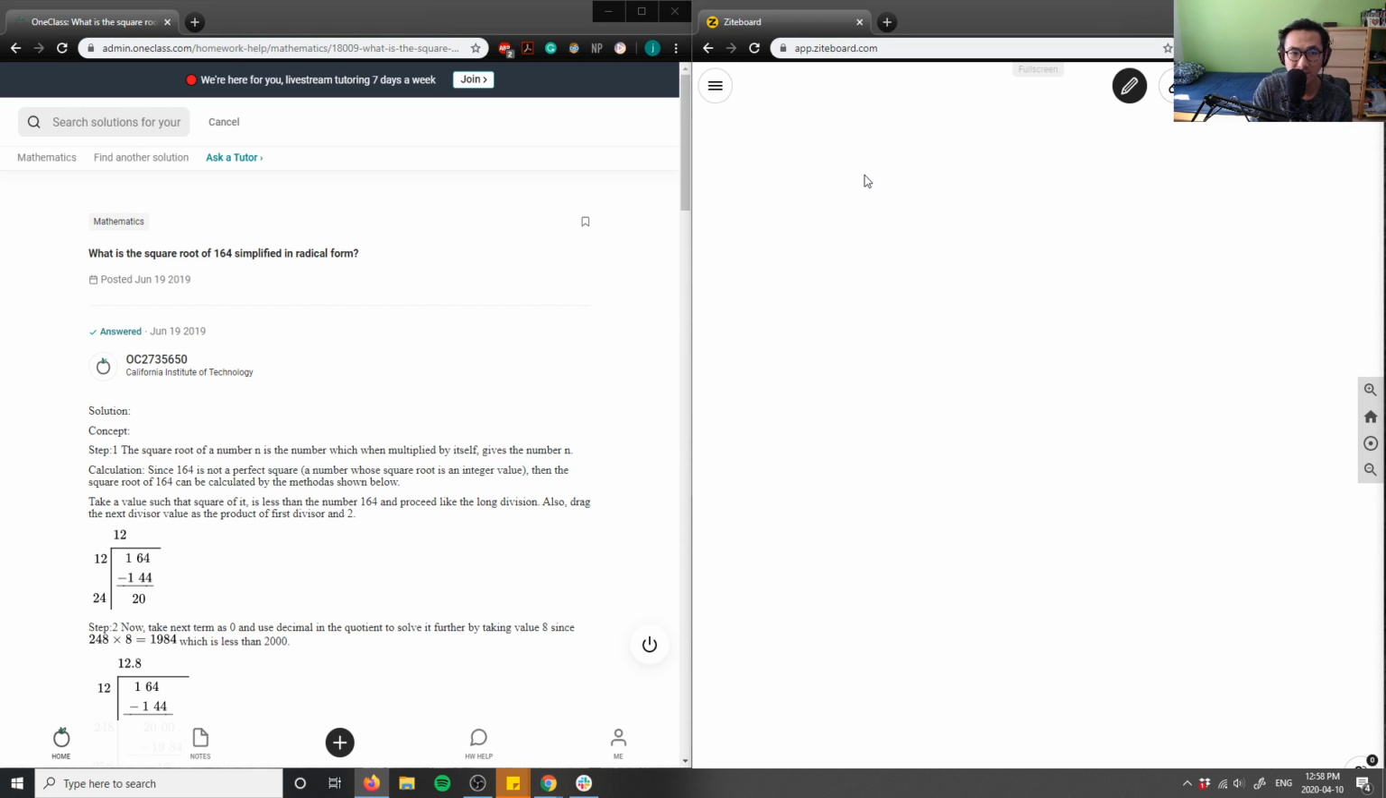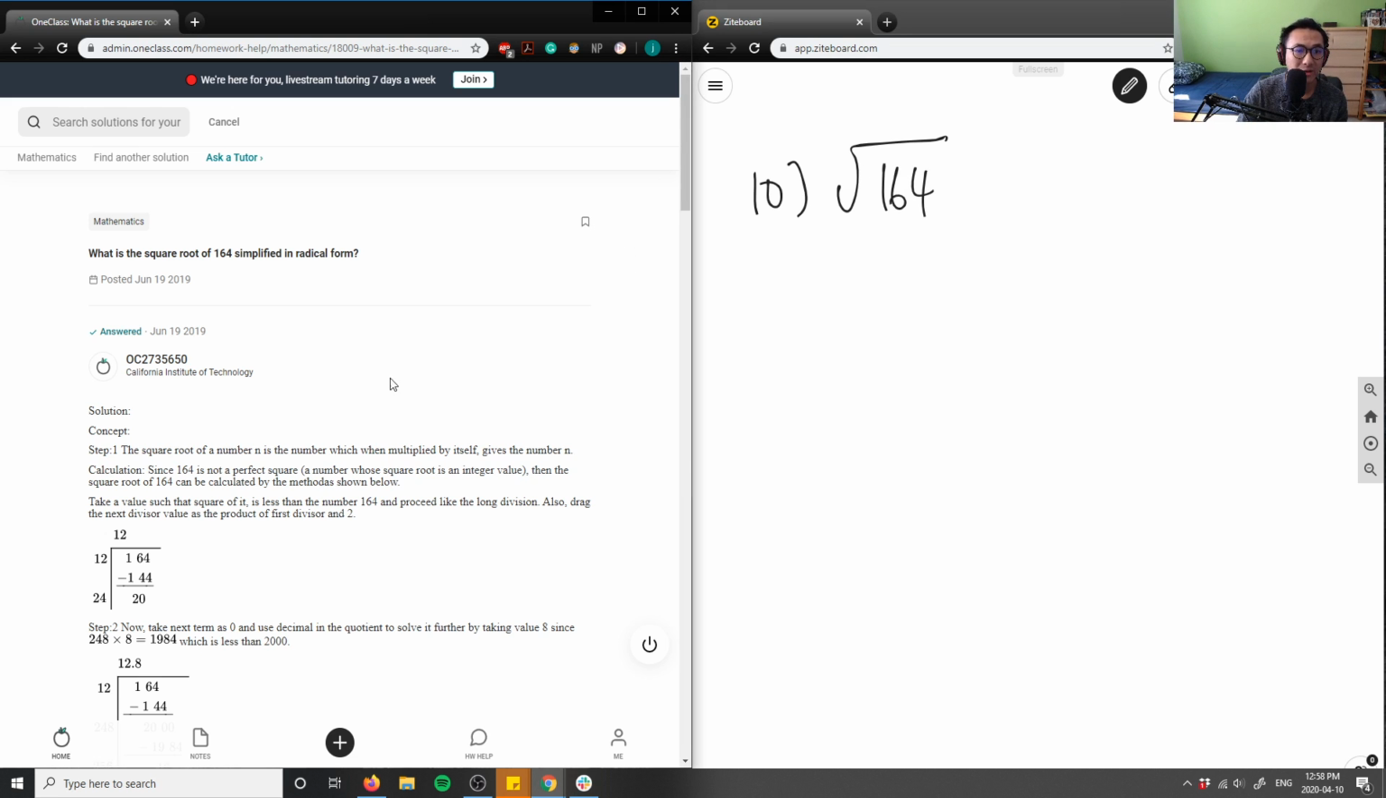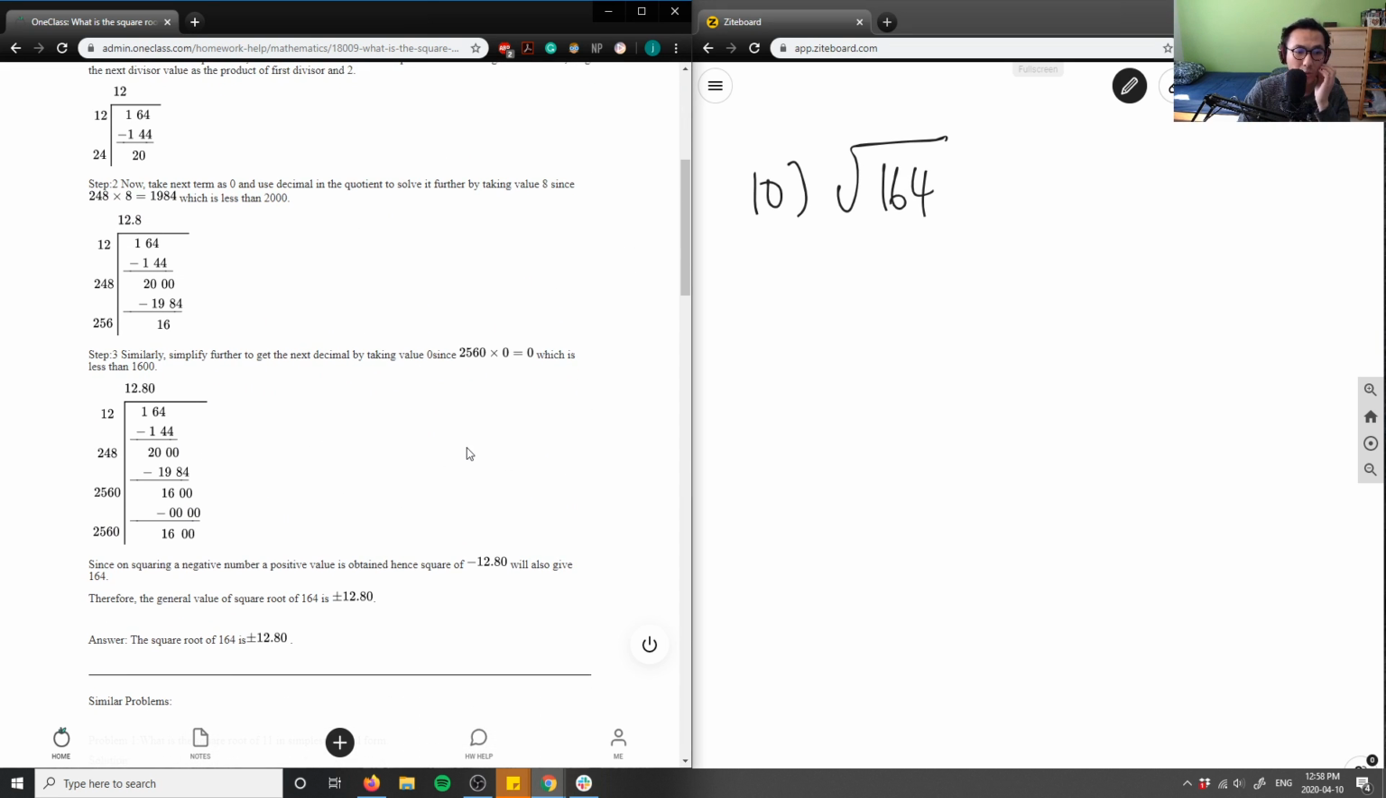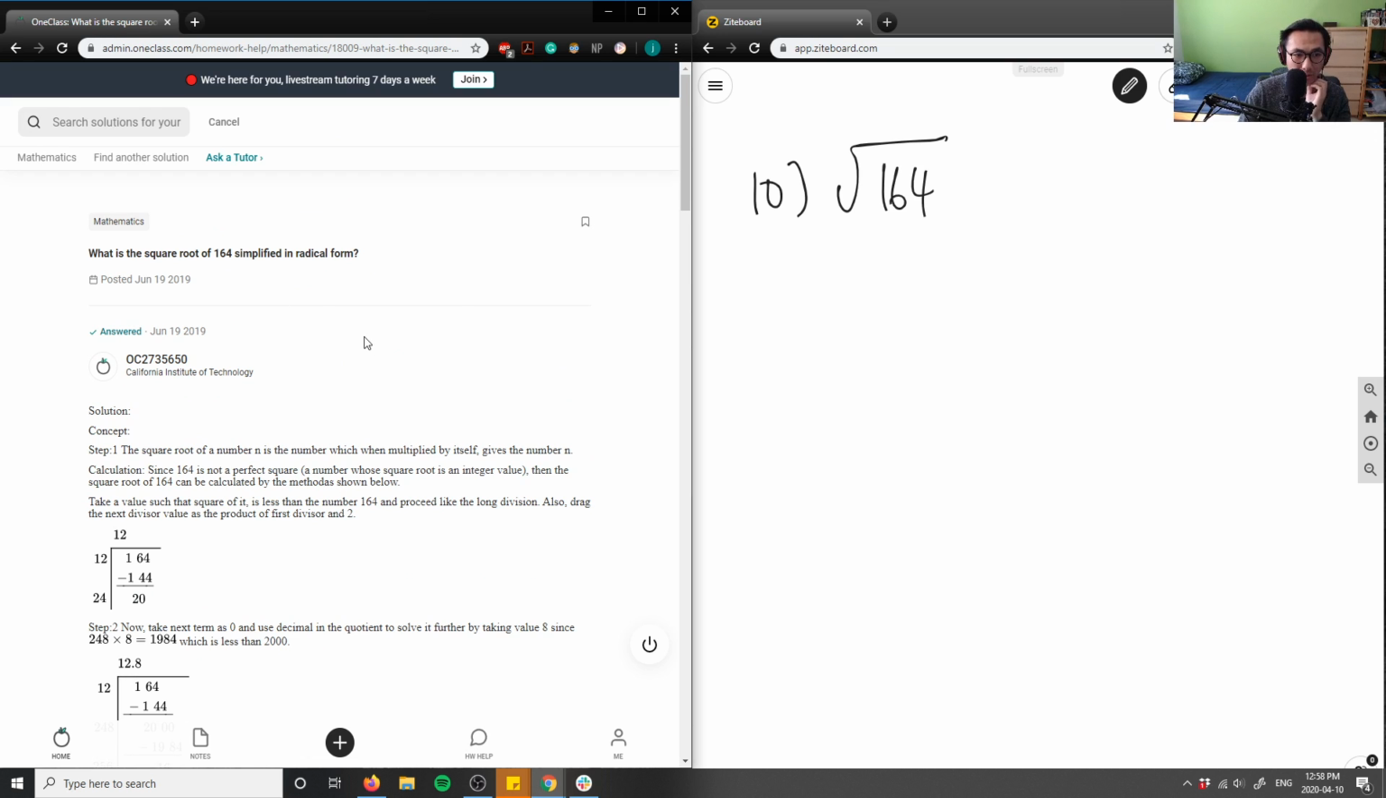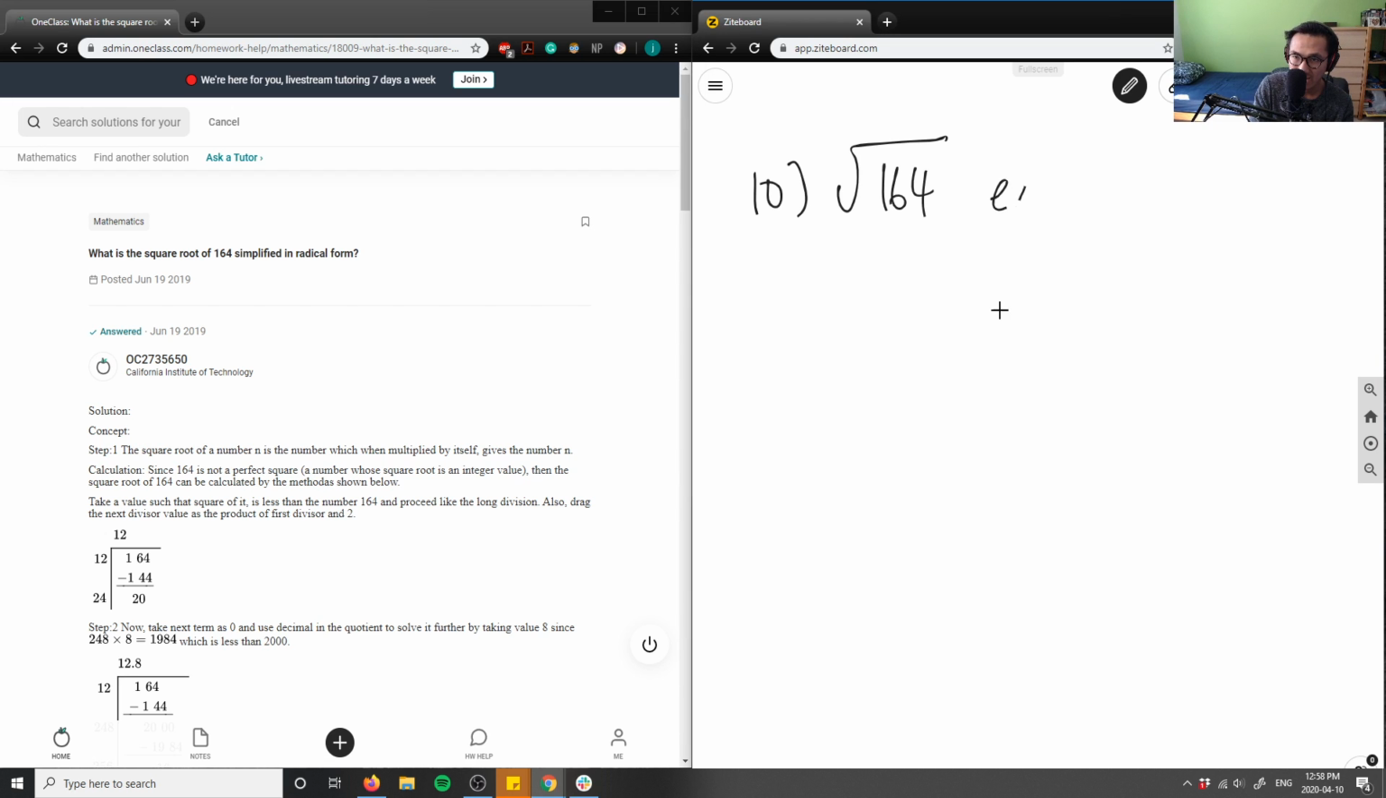What is the square root of 164 in simplified radical form? So this is the square root of 164 in radical form. When we talk about simplified radical form, it's exact. When we're talking about exact value, so no decimal, I only want radicals and whole numbers in my solution. So how do we solve for this solution here?